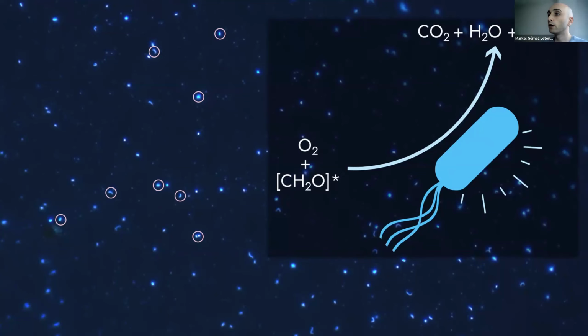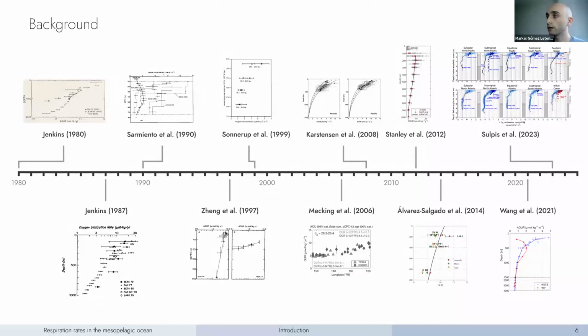Of course, studying respiration is nothing new in oceanography. It has been done over more than the last couple of decades, as summarized in this timeline with some relevant works. Most of them have been done studying respiration in specific regions of the ocean, so they did not provide a global scale in terms of the scale at which these rates were represented.